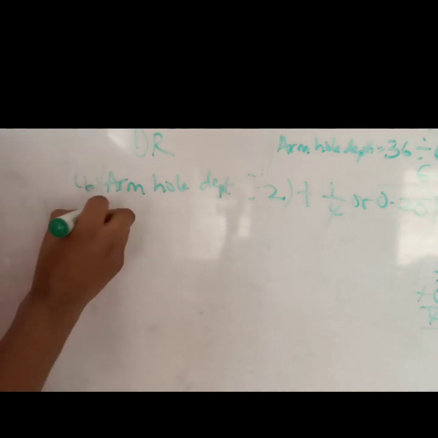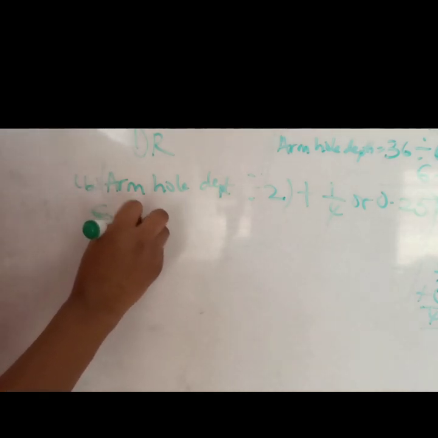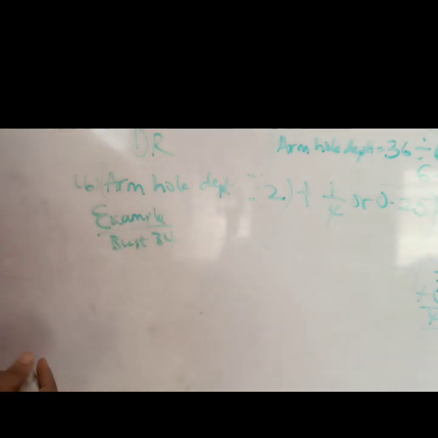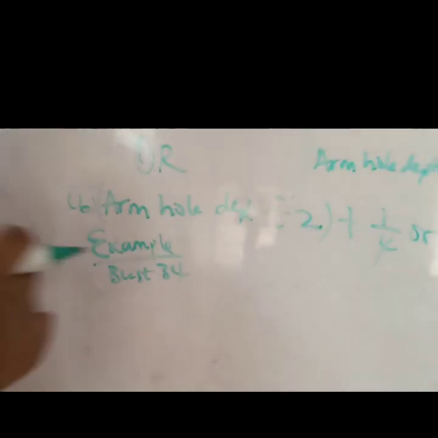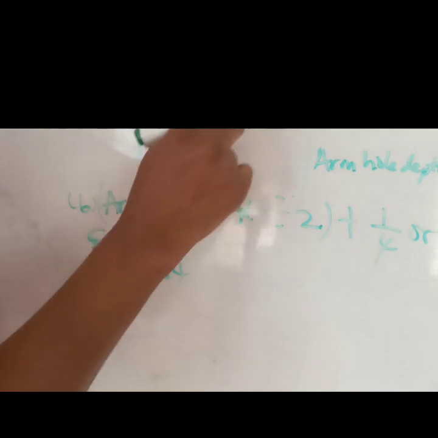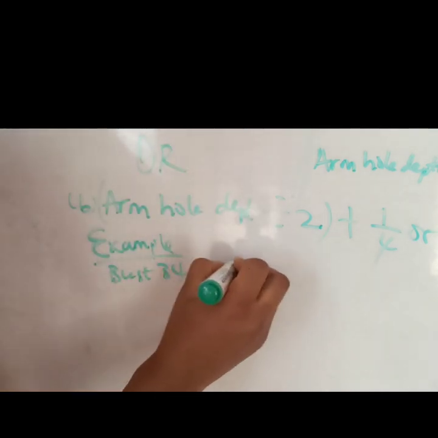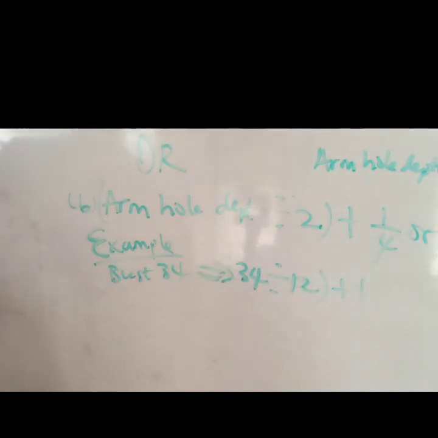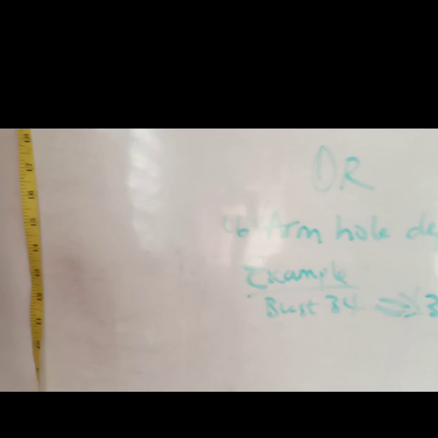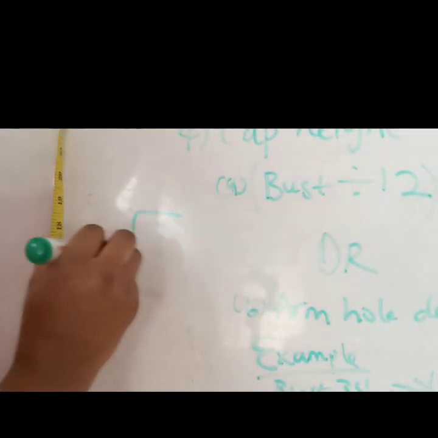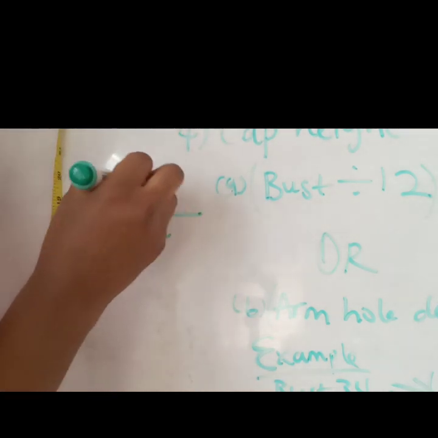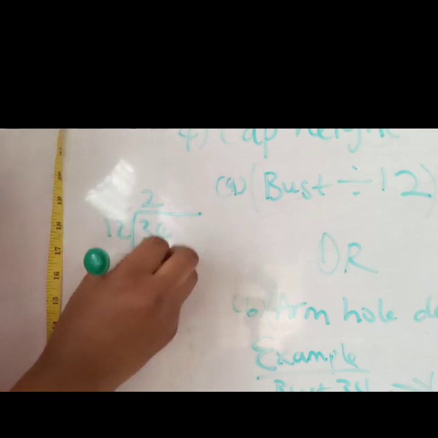The one of 34. Bust 34. The first example says bust divided by 12 plus 1. So 34 divided by 12 plus 1. So what is 34 divided by 12? Let's do the division here. No calculator here. 34, 12. 12 into 34 is 2. 2 times 12, 24.